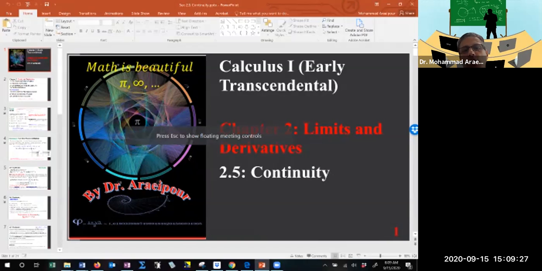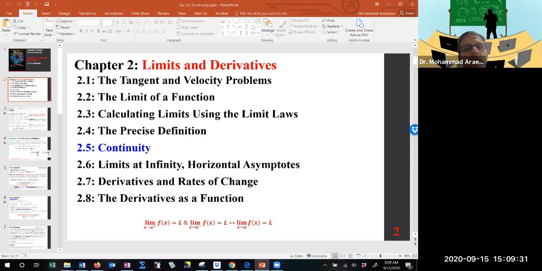Good morning, class. We are looking at section 2.5, continuity. So we covered the tangent and velocity problems in this chapter, the limit of a function, calculating limits using the limit laws, the precise definition of a limit. We're going to go to continuity.